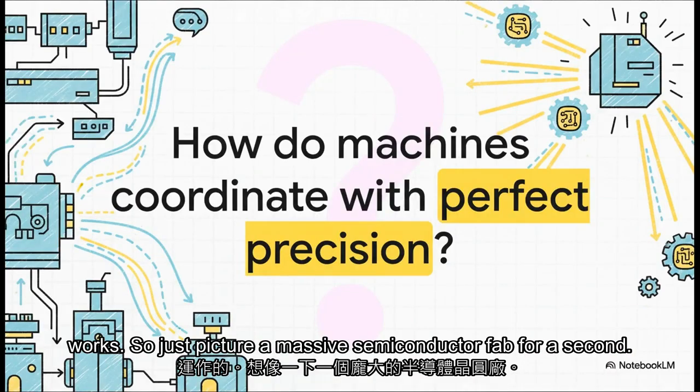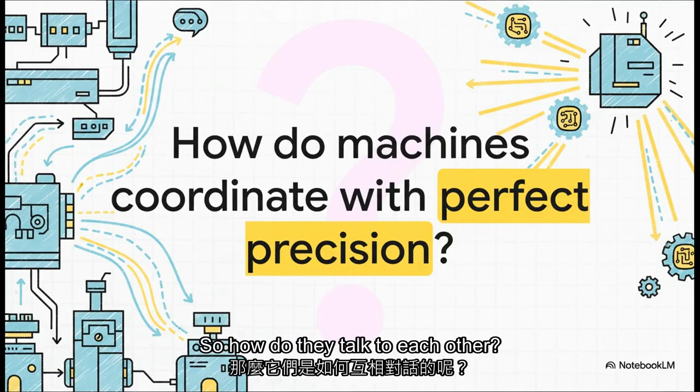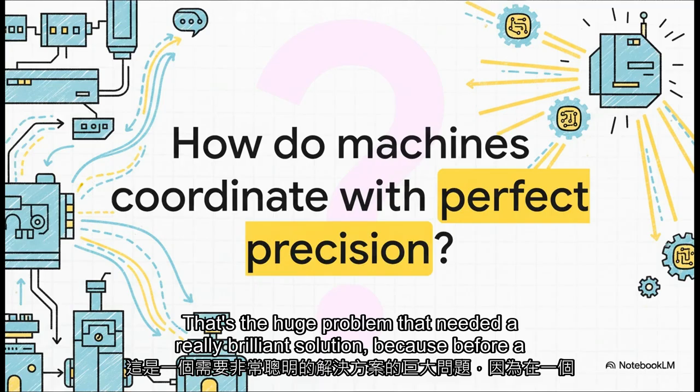So just picture a massive semiconductor fab for a second. You've got literally thousands of these incredibly complex machines, and they all have to work together perfectly. So how do they talk to each other? How does one central computer command and control every single little step with pinpoint accuracy? That's the huge problem that needed a really brilliant solution.